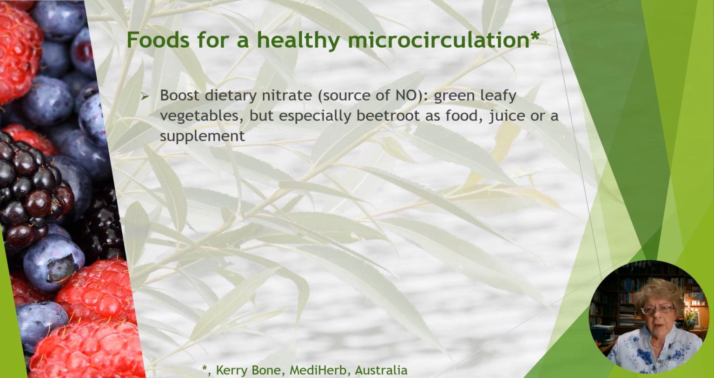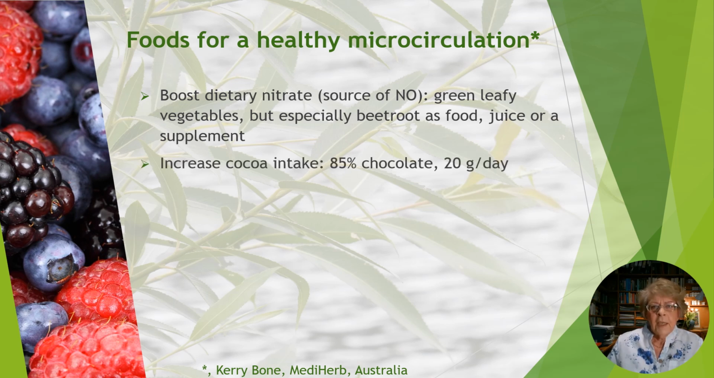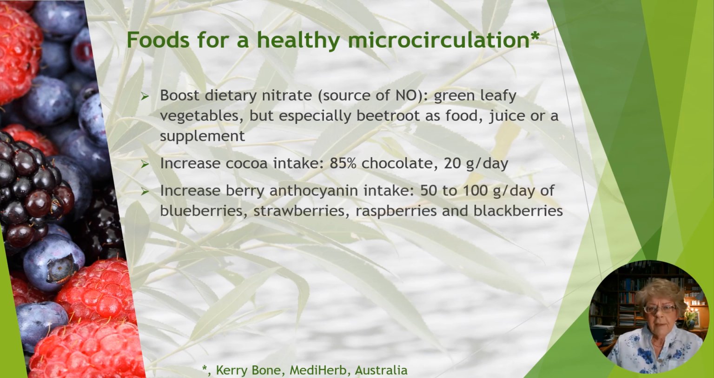What foods then for a healthy microcirculation? So I mentioned nitrate, a source of nitric oxide. So boost the source of nitric oxide: green leafy vegetables, and also beetroot as a food, juice, or as a supplement. Increasing cocoa intake: 85% dark chocolate, 20 grams a day. Berries are great, and I always eat these for breakfast. 50 to 100 grams a day of mixed berries: blueberries, raspberries, strawberries, blackberries.